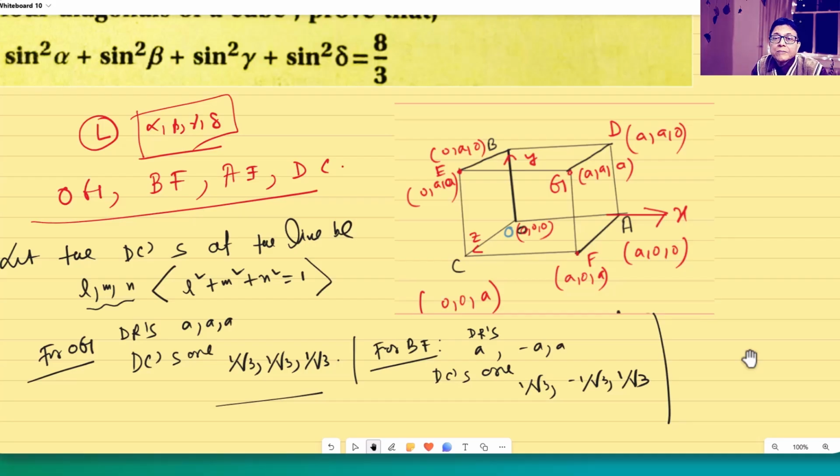Now after that we write this DC for CD, whatever. For CD, D minus C, that DRs are what? A, minus A, A.